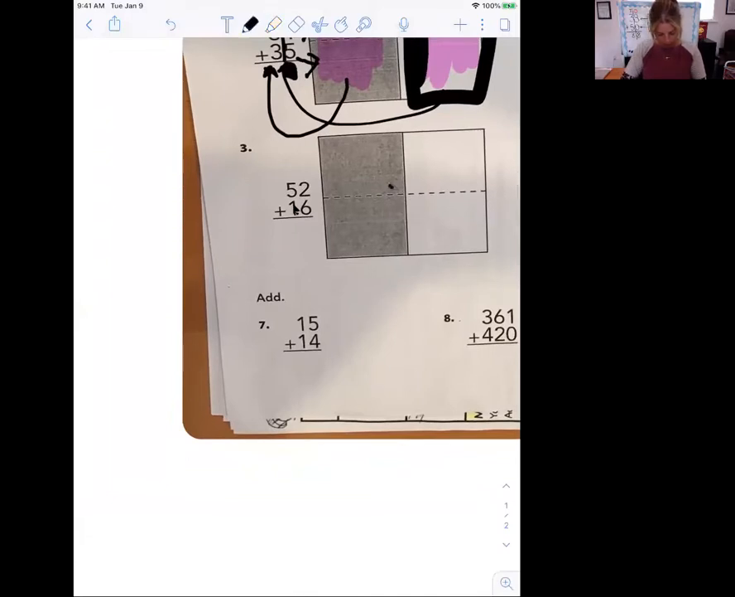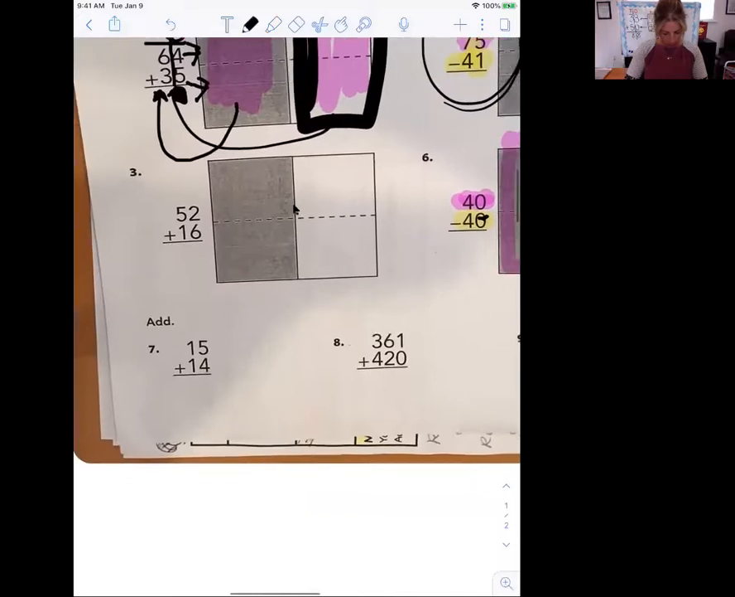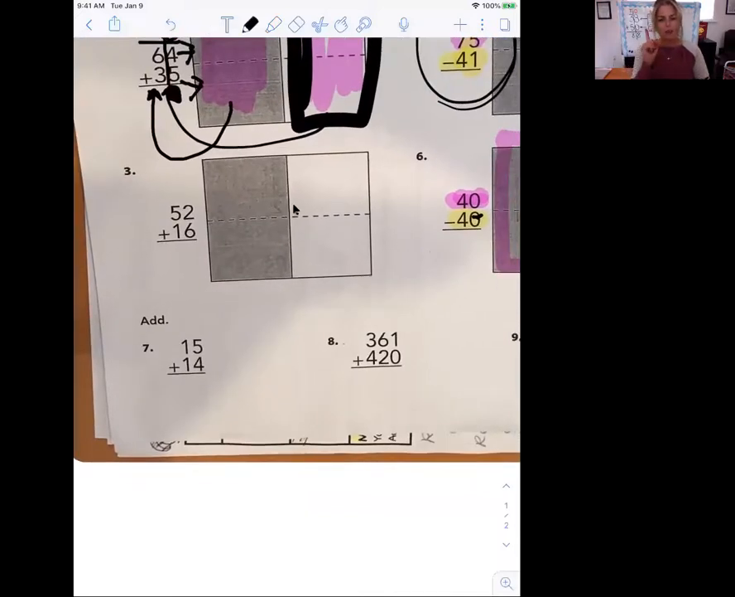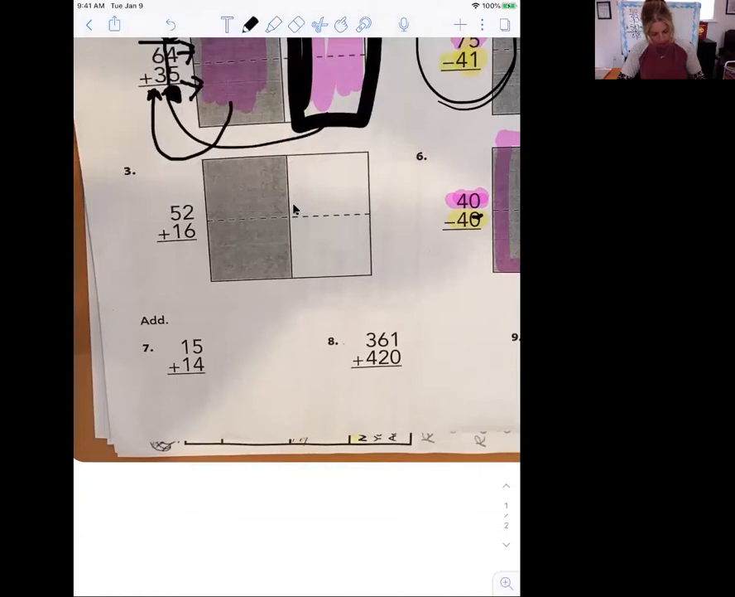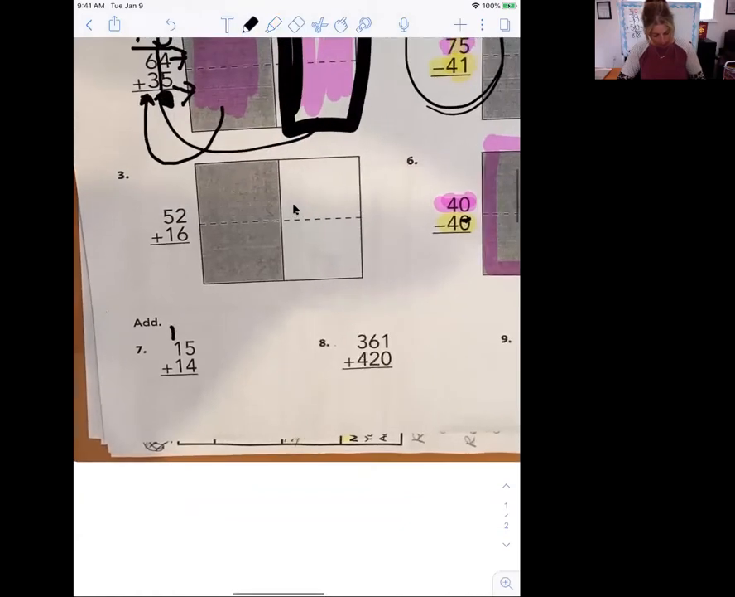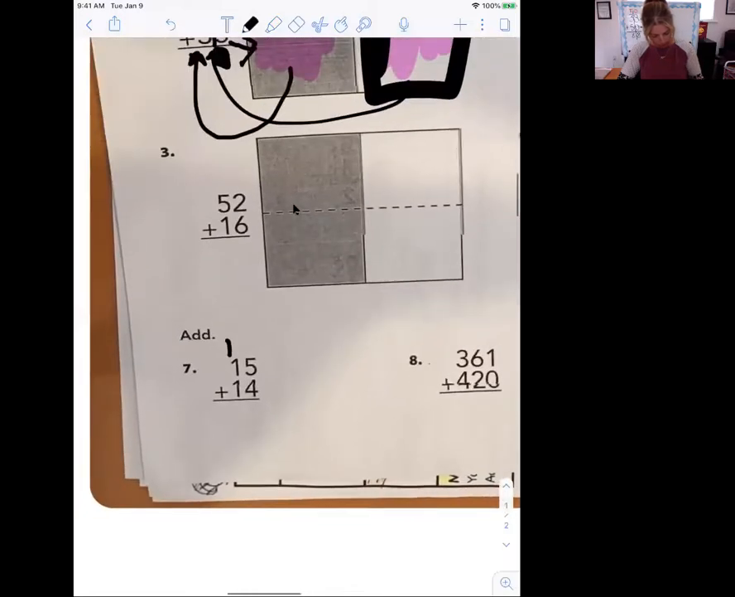Okay, number 7, 8, and 9. We can look at our problems here. What's one thing we should do, even though we may not need to? Right, we should label our place values. So we have our tens here, and our ones here. I'm going to draw a line. You know what to add first, and then you know what to add next. Pause your video and come back for number 8.